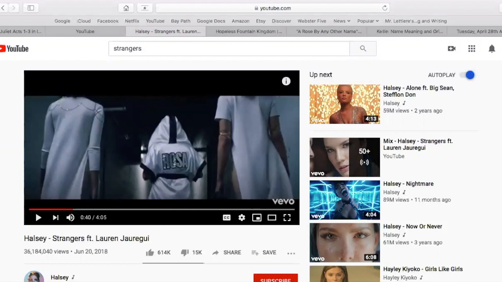There are so many references to Romeo and Juliet in this, and I just paused here at one of them. So Halsey herself is going to be the one with the blue hair, and she said herself that she plays Romeo in this. So Halsey plays the part of Romeo. Here we see one character named Rosa.